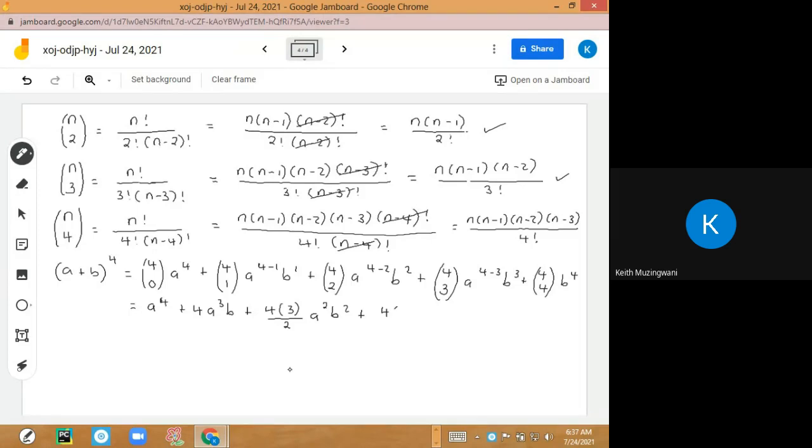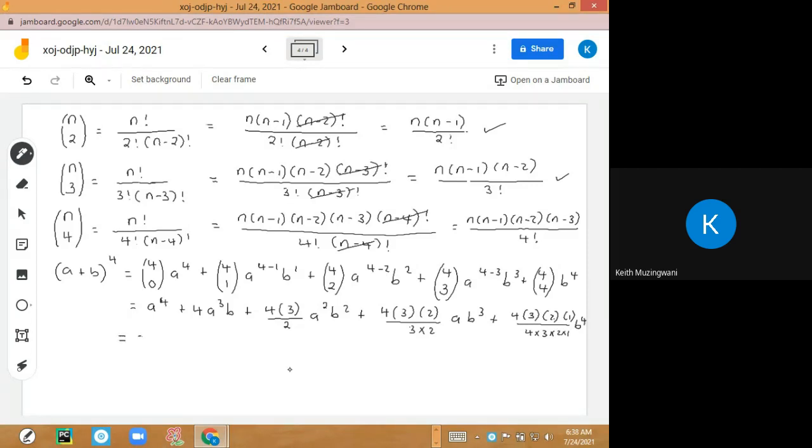We said it's just 4 minus 1, which is 3, 4 minus 2, which is 2, over 3 factorial, which is 3 by 2, and then a to the power 1 b to the power 3. 4 choose 4 is 4 minus 1, which is 3, 4 minus 2, which is 2, 4 minus 3, which is 1, over 4 factorial, which is 4 by 3 by 2 by 1, b to the power 4.